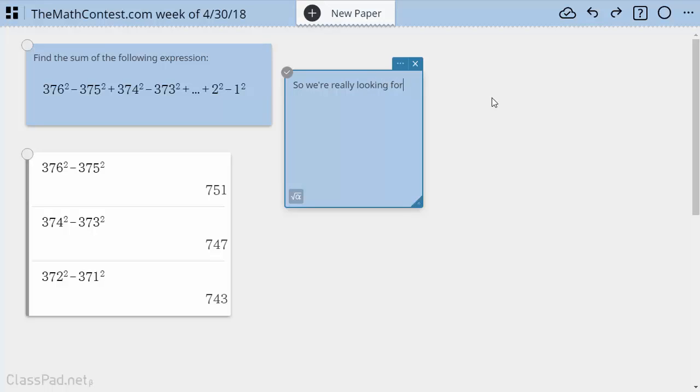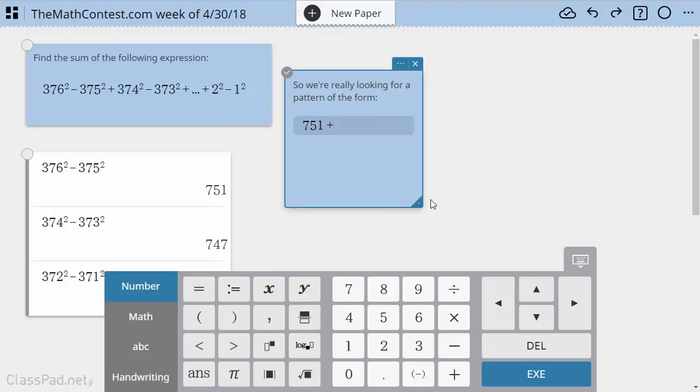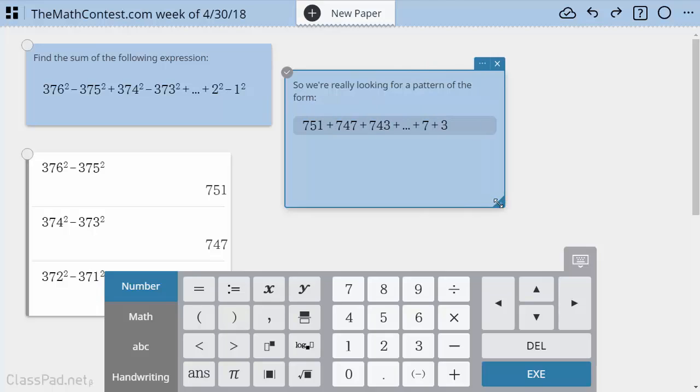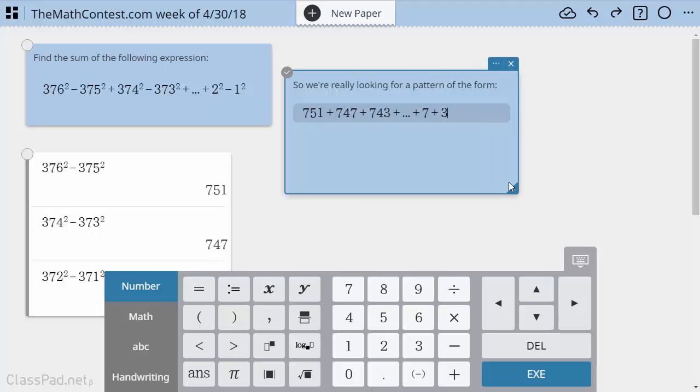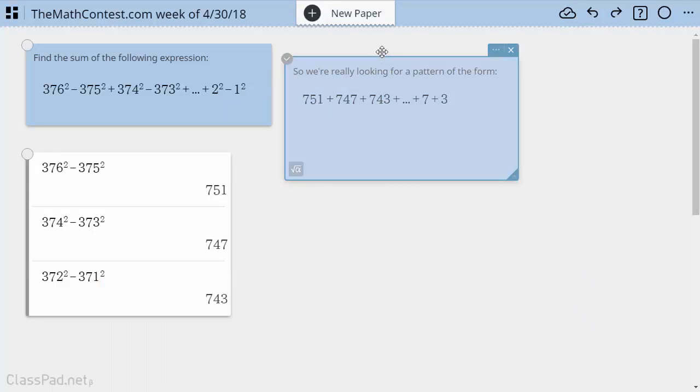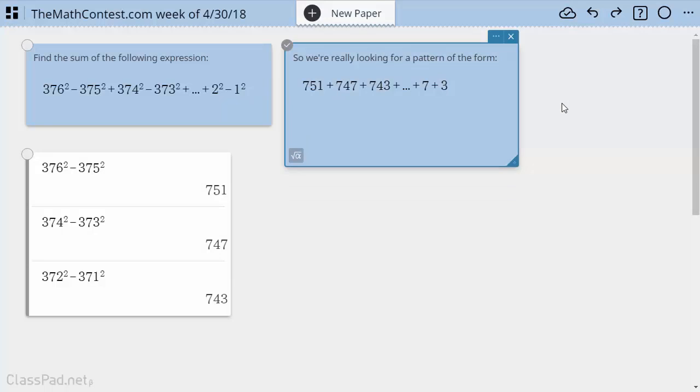I'm going to put a little note to myself. We're really looking at a pattern of the form 751 plus 747 plus, let's see, 4 less, 743 plus ... all the way down to, let's see, we end at 4 minus 1, which is 3. So something like this. Hopefully that makes sense to you. Now, this is interesting. It's simplifying our life a little, but it's not exactly going to give us an obvious solution.